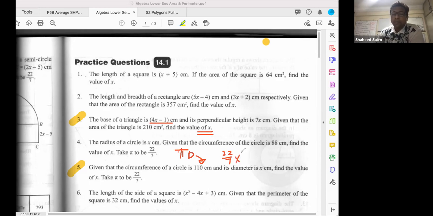22/7 times what? Diameter. Diameter is x. So 22/7 times x becomes 22x. Okay, we don't need to put this one now. This part you understand? 22x over 7. So now this is equal to what? 110. So now you can times by 7. So you get 22x equals 770. The other side also times by 7. You times by 7 here, you cancel. So now you divide by 22. You get 35. Done. Okay, you try the next one, come.